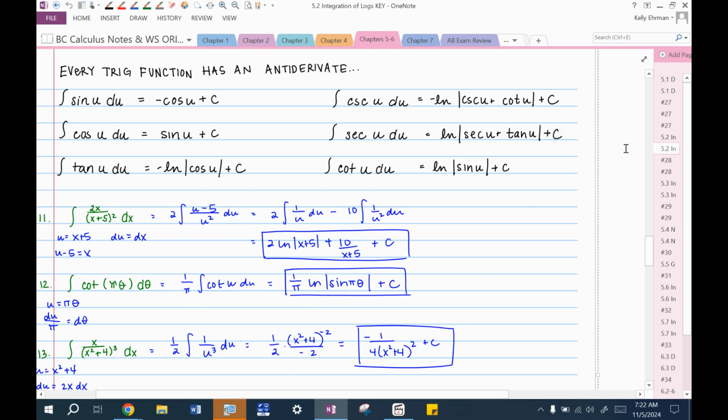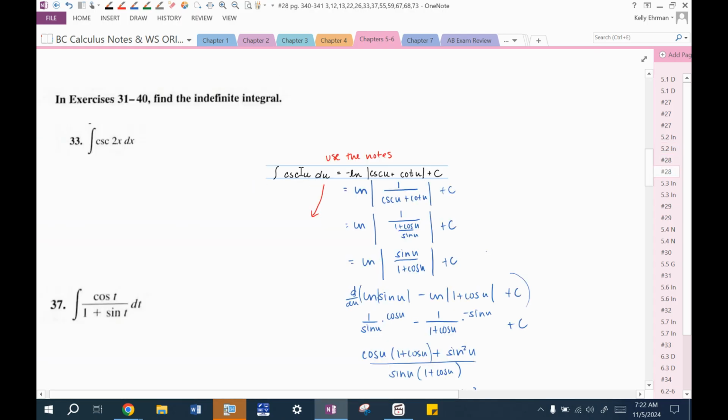But anyway, I just wanted to preface what I'm about to do, which is saying, okay, just use your notes and you get this done pretty quickly. And then I'll explain what all this craziness is over here.